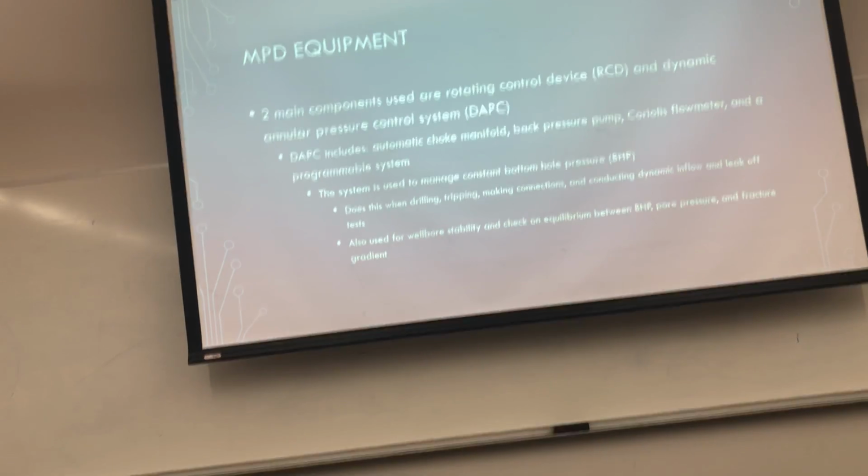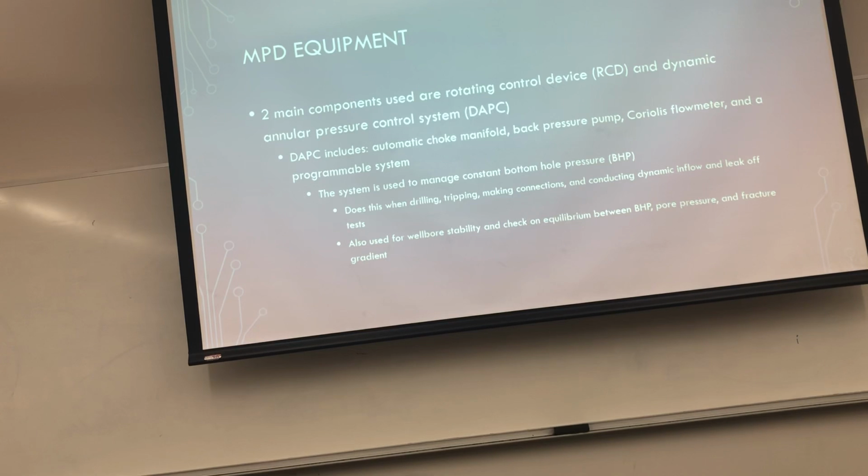All right, so first we're going to talk about the equipment used. There are two main components used with the MPD system: the RCD and the dynamic annular pressure control system. The DAPC includes an automatic choke manifold, a back pressure pump, the flow meter, and a programmable system. This system is used to manage constant bottom hole pressure.